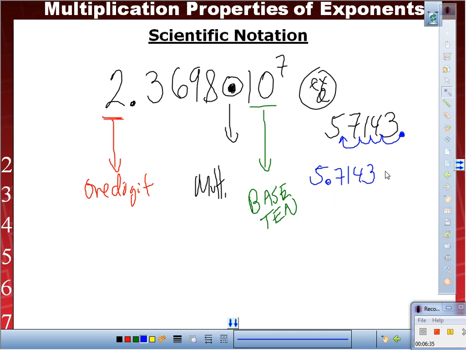What am I missing? The multiplication sign, the base 10, but now I need an exponent. Well, what exponent do I place? Let's see. How many times did I move this? 1, 2, 3, 4. Well, guess what goes here? 4. That's how you change a number to scientific notation. Let me give you another one.